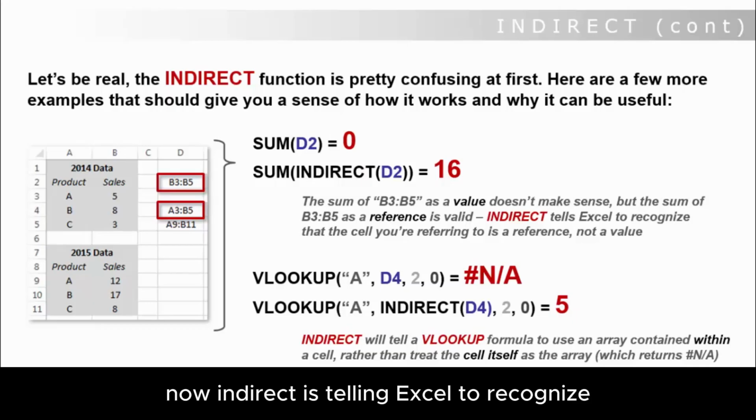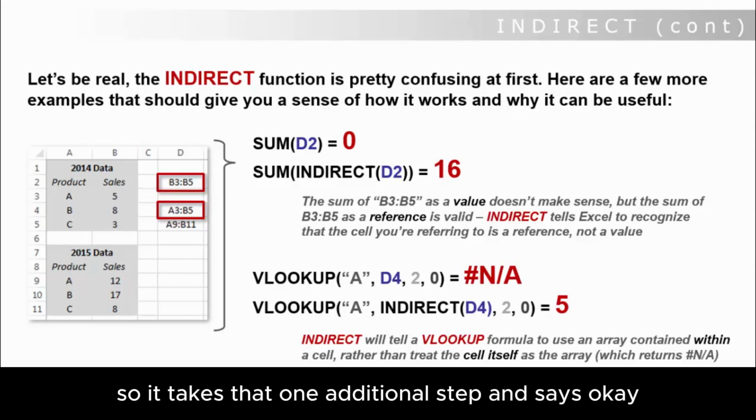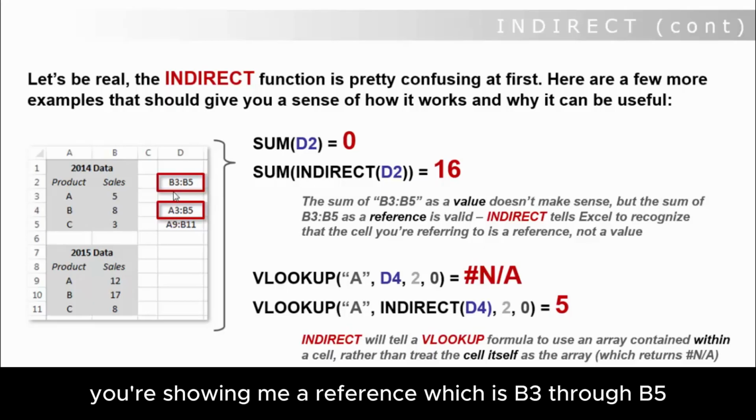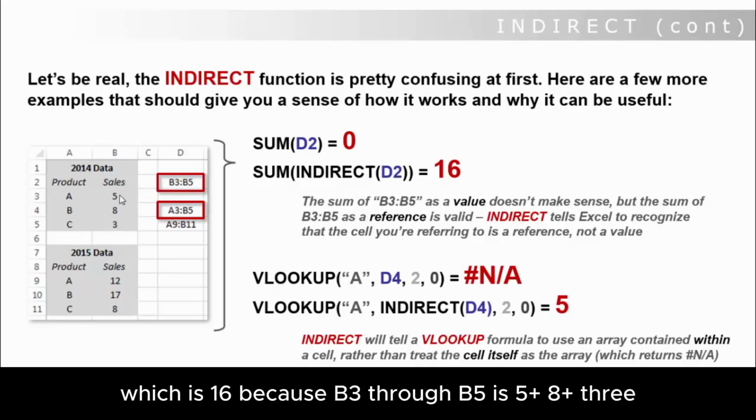now INDIRECT is telling Excel to recognize that the cell we're referring to, D2, contains a reference, not a value. So it takes that one additional step and says, okay, you're showing me a reference, which is B3 through B5. So I'm going to evaluate the sum of that, which is 16, because B3 through B5 is 5 plus 8 plus 3.